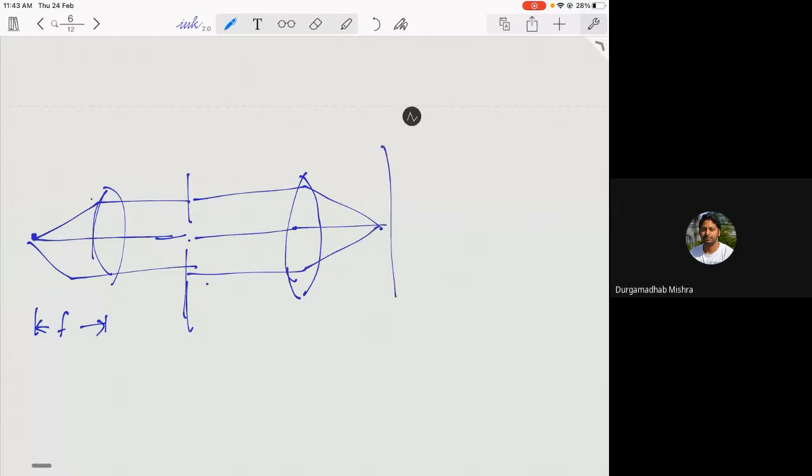So that's why you will see that you need to make sure your screen is far away, at infinite distance, from the slit. So you have a slit with a certain width, let's say B. This slit width is B, and then you observe this diffraction pattern.